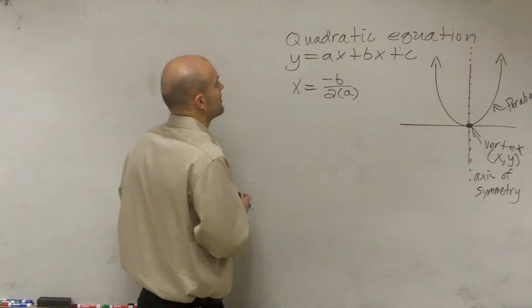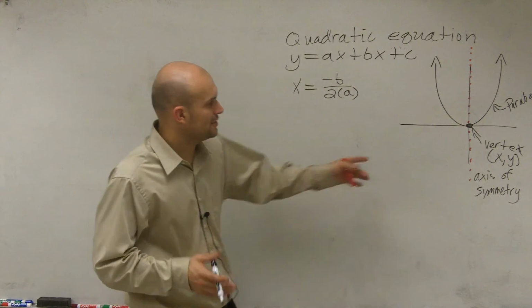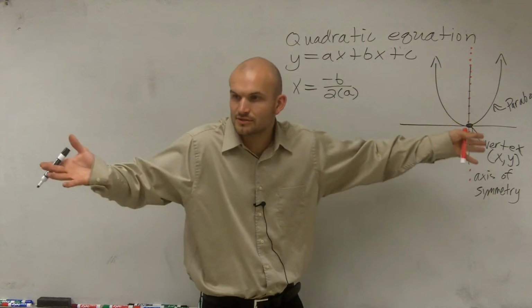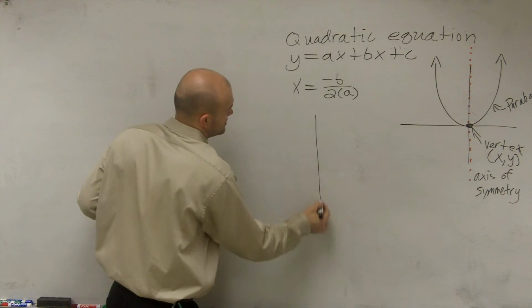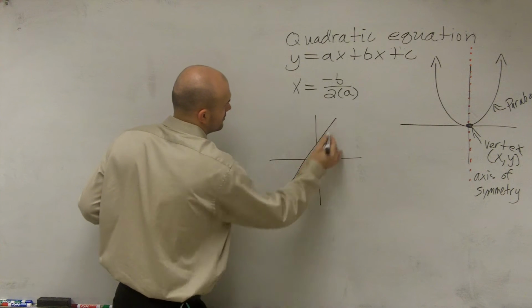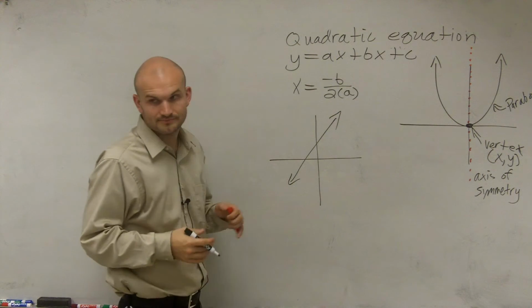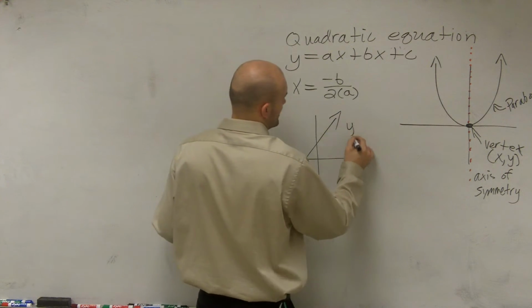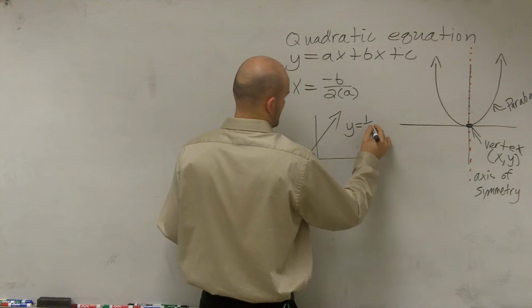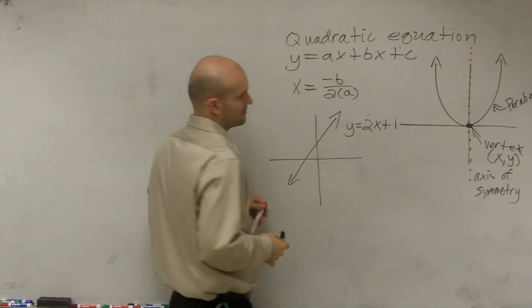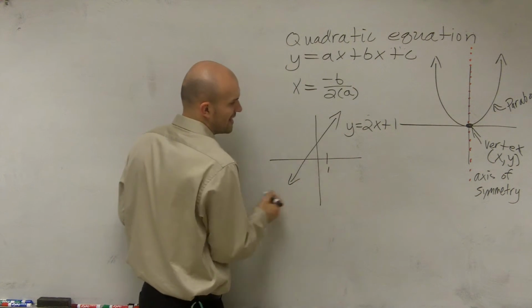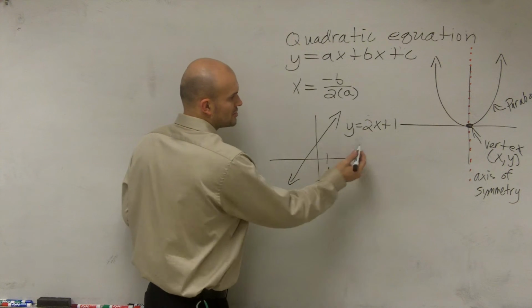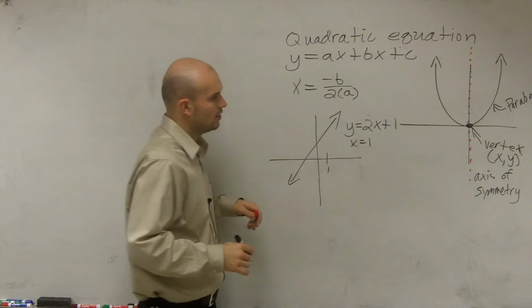Let's go and take a look. So now, how do you find the y value? Well, let's go and take a look at a line, right? Let's go back and do a little. So here's the equation of a line, right? And let's just say this line is y equals 2x plus 1. Okay? Now, let's say at this point, this is when x equals 1, right? So if I said x equals 1, what does y equal?